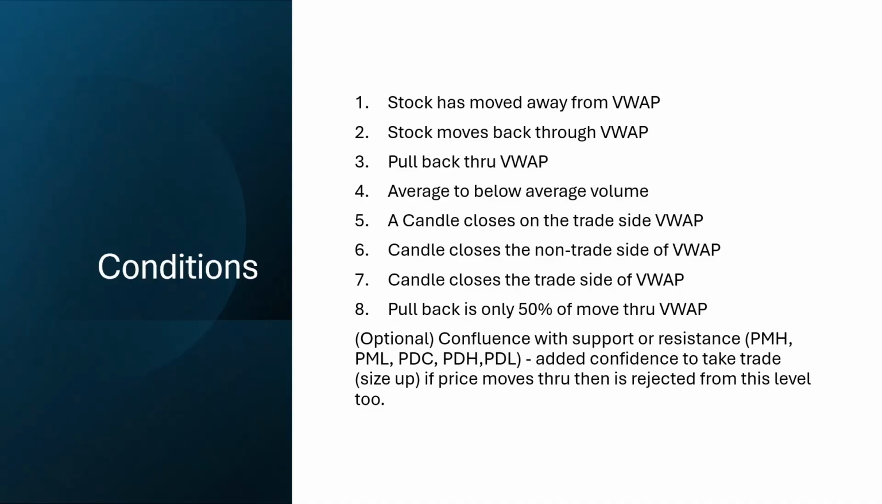A candle closes on the trade side of VWAP, and then it comes back through VWAP and closes on the other side, and then it goes back through VWAP again and closes on the other side of VWAP in the direction you want to take your trade, and that's where you're going to get in, and we'll look at that in a second. Next, the pullback. You don't want it to pull back through VWAP very much, no more than 50% of the move away from VWAP, and we'll look at this on some charts in a sec. And then optionally, if there happens to be another key level right around VWAP, that gives you added conviction for this trade if it's acting as support or resistance as well.